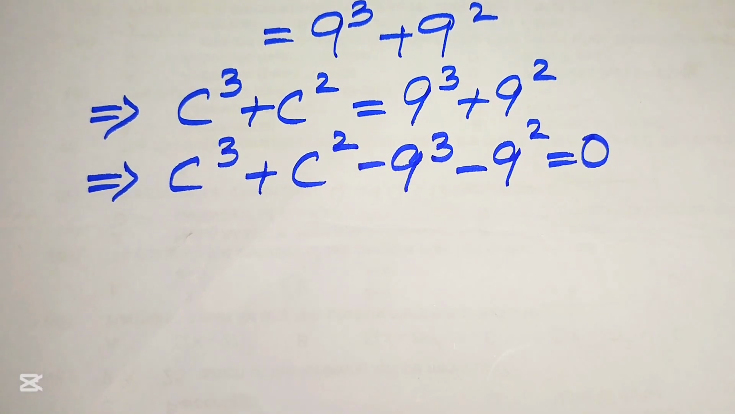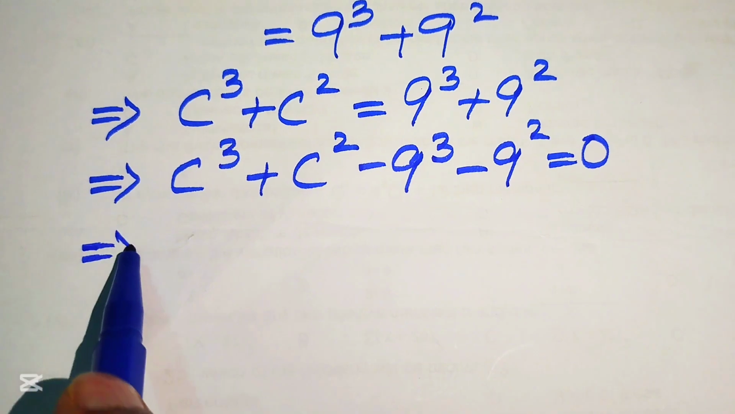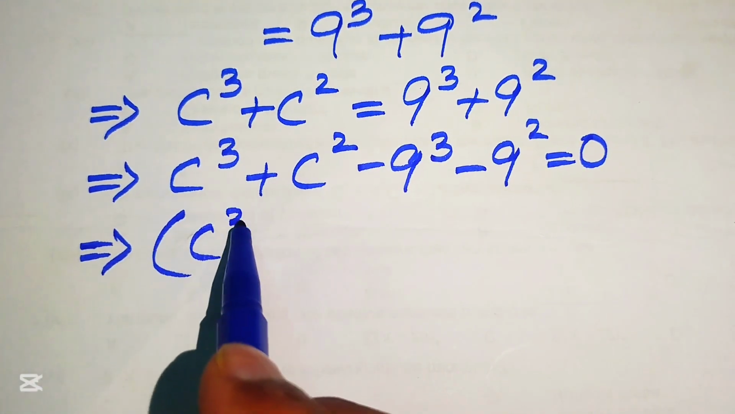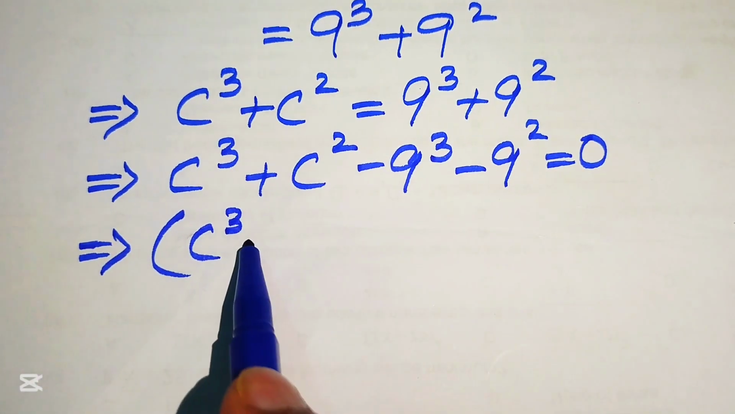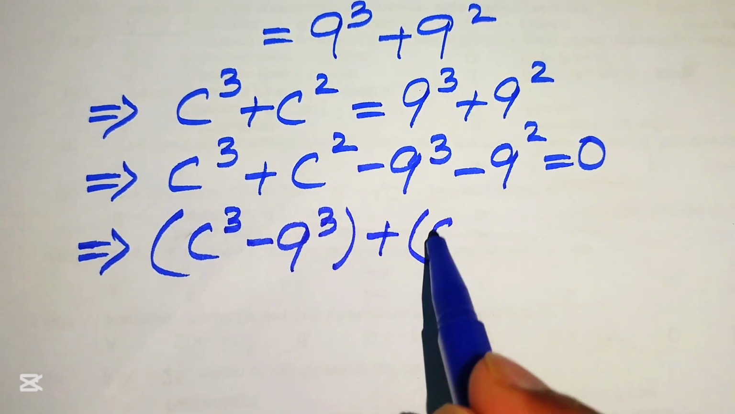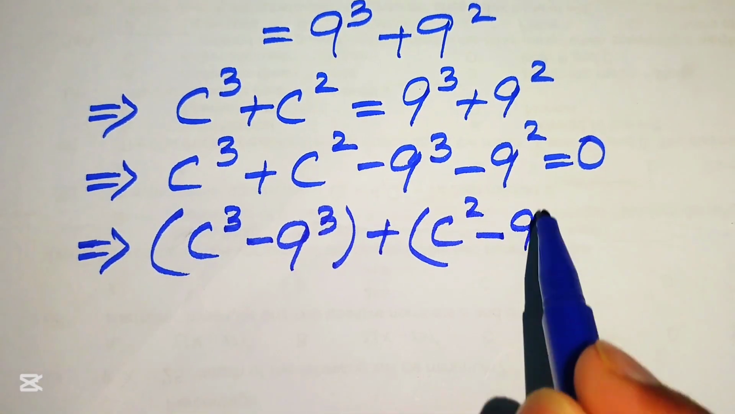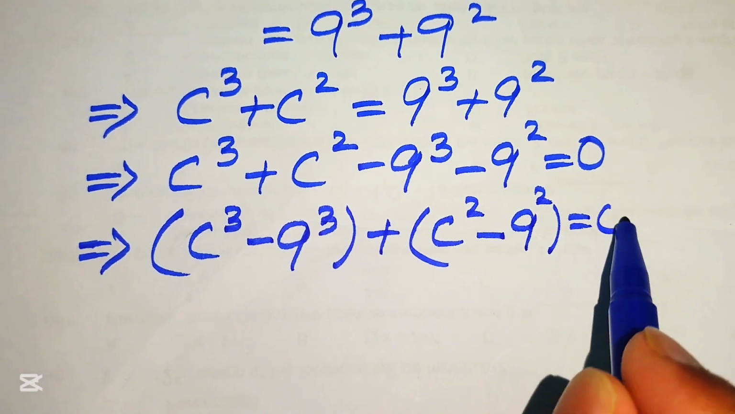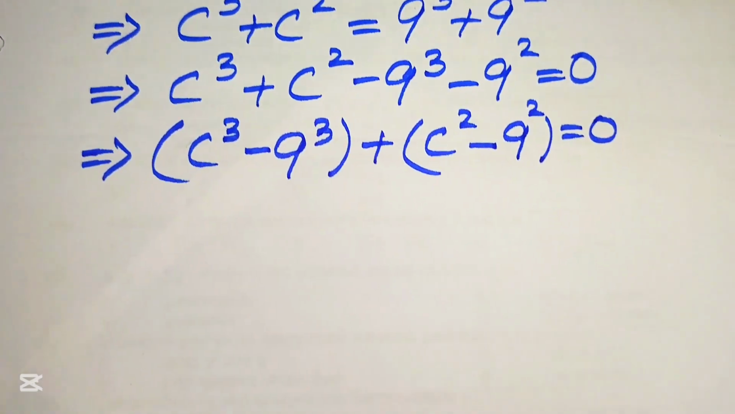Now we need to make pairs of the cubic term with the cubic term and the square term with the square term. So we write it as c cubed minus 9 cubed, plus c squared minus 9 squared, and this whole equation equals 0.